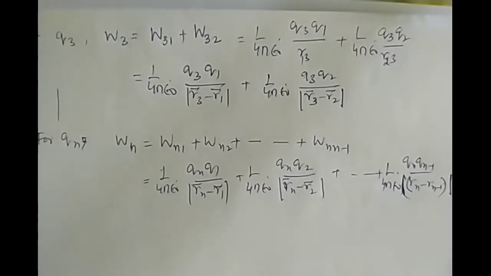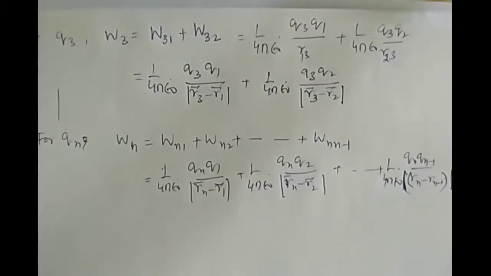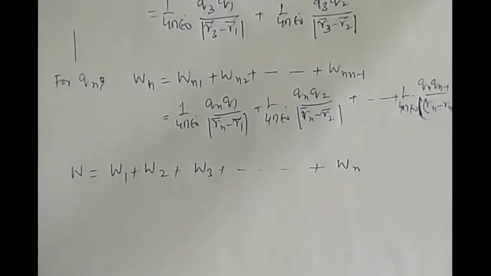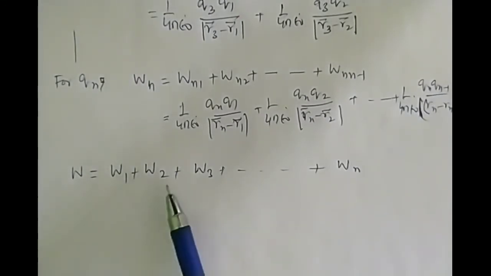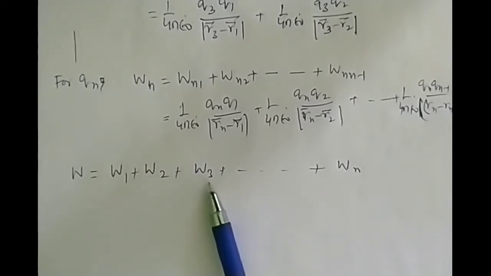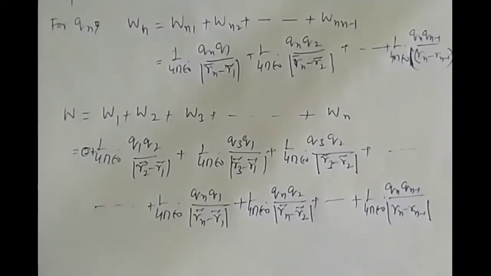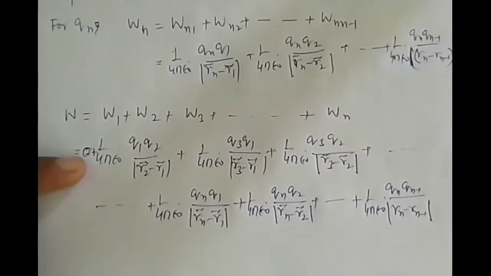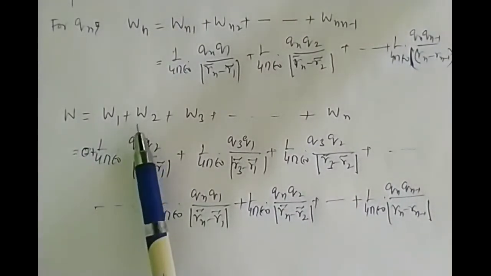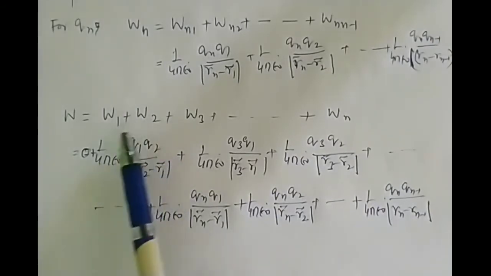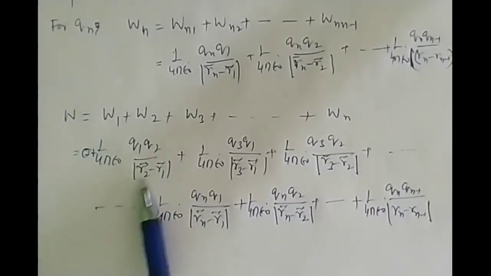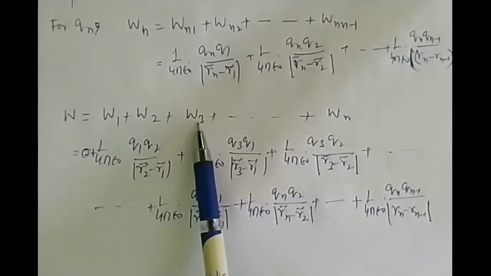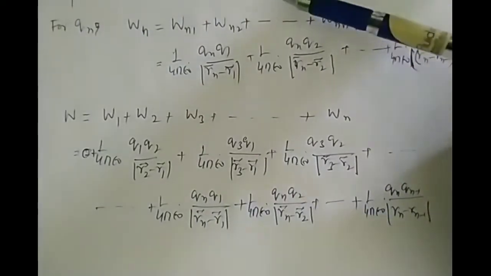Now the total work done to bring all the charges will be equal to W1 to bring the first charge, plus work done to bring the second charge, work done to bring the third charge and so on, work done to bring the nth charge. Putting the value of W1, we know W1 is equal to 0. Then for the second charge particle, we have to do the work against the first one, that is Q1 Q2 over the magnitude of R2 minus R1. Plus, to bring the third charge particle, we have already calculated that.